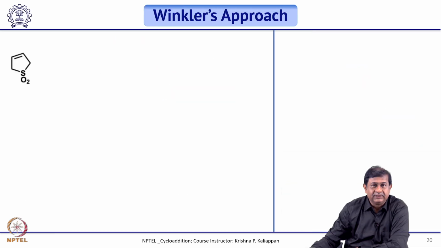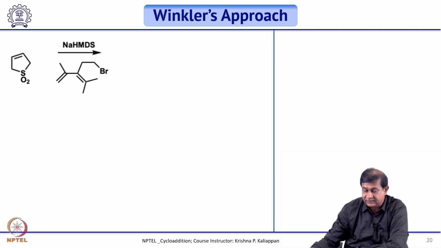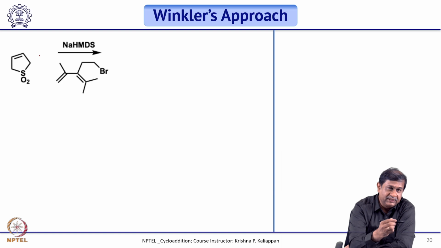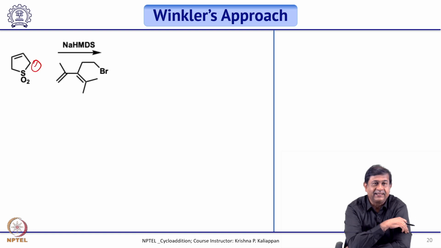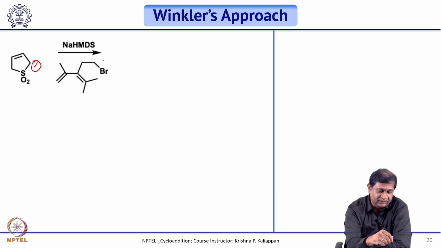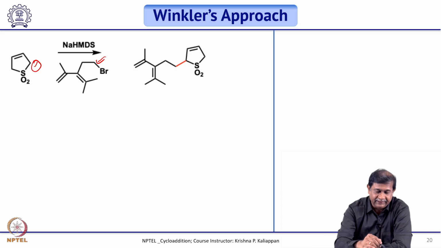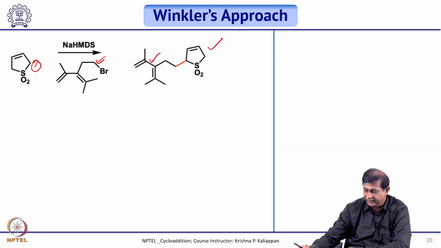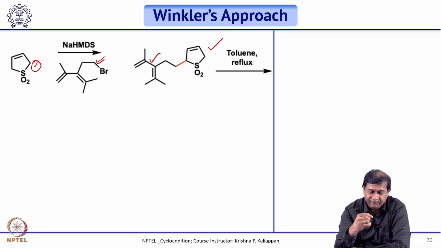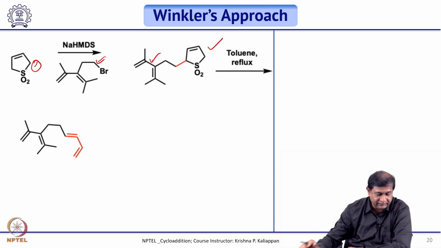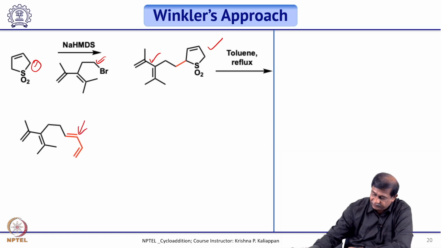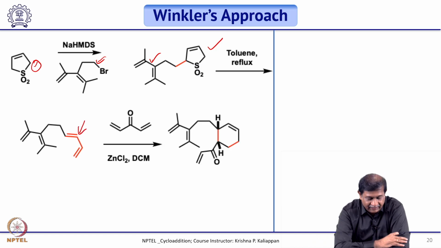As I said, Winkler used sulfolene as the precursor for intramolecular Diels-Alder reaction, and when he used this sulfolene, first he treated it with sodium hexamethyldisilazide. So, that generated an anion here, and you can quench with the corresponding bromide to introduce the diene on the left hand side and a potential masked diene on the right hand side. So, when he refluxed with toluene, it generated this diene, and now he treated with divinyl ketone.